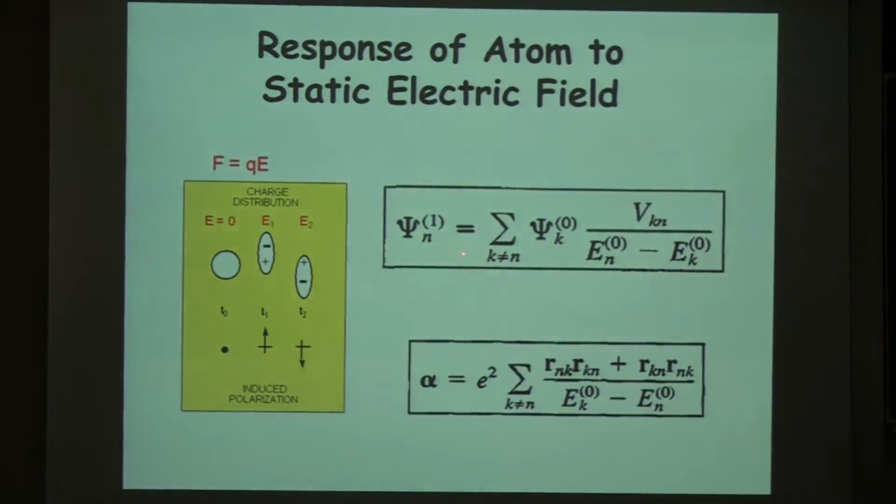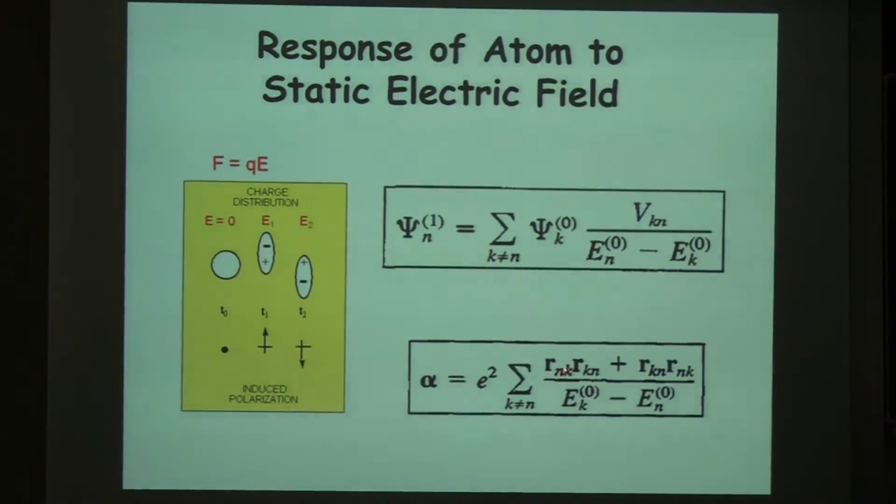And if we do that in perturbation theory, then we find that the mean value of position inside an atom moves away from the nucleus if I have an electric field, and I can write the polarizability in terms of this perturbation theory, which involves matrix elements of the position operator between the state we're interested in, say the ground state, and all the other states.